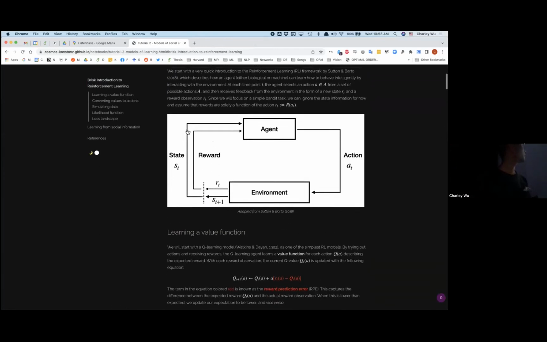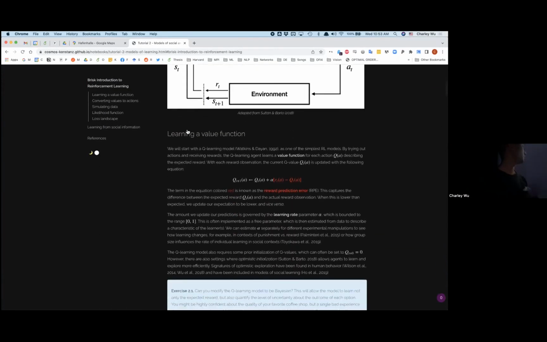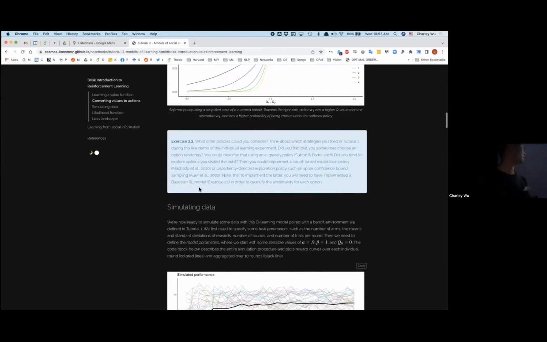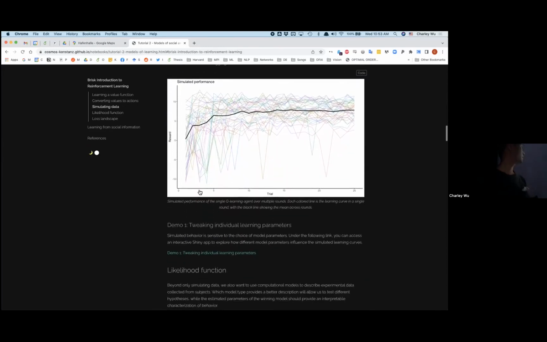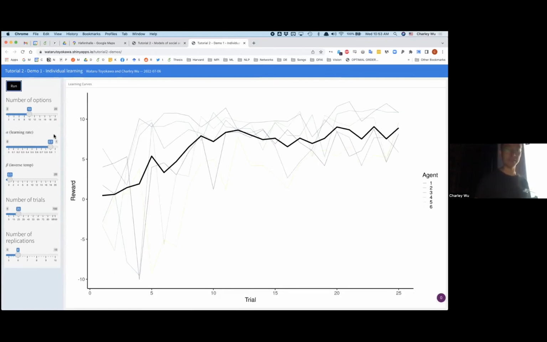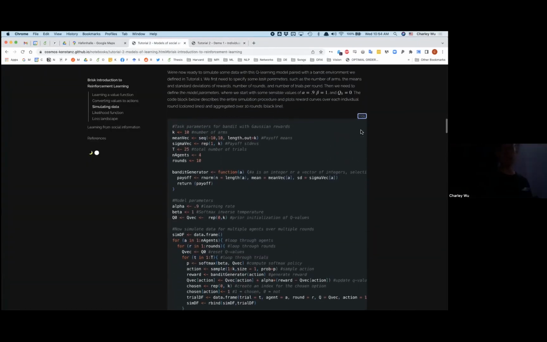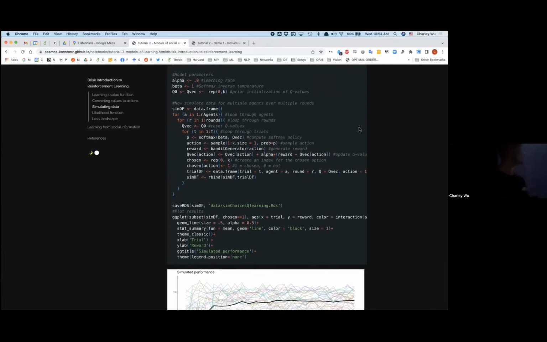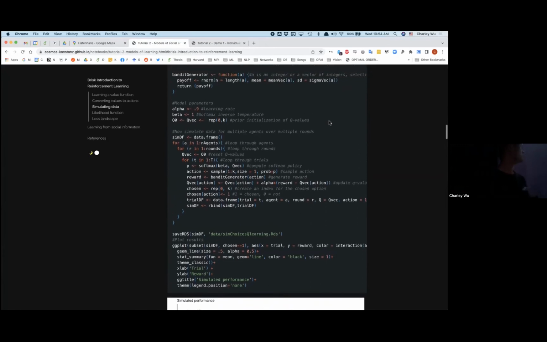Great. If you're looking for the link, here's the code notebook, tutorial 2, where you can find it under simulating data, demo 1, tweaking individual learning parameters. At first you won't see anything until you click the run button. So set the parameters and then click run. Maybe a good exercise is to see what combination of alpha and beta parameters produces the best learning curves, or just to see how they influence learning curves. If you're curious how the code works, we have a static version just above here, where you can see the code for running the Q-learning model.